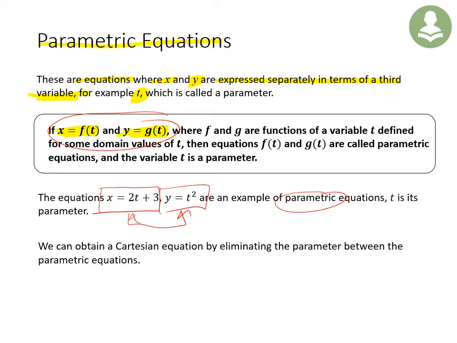We are now going to see how we could manipulate it such that we obtain a Cartesian equation, remembering that a Cartesian equation is in terms of x and y because we plot them on the x and y axis, on the Cartesian coordinate. So how do we put these two parametric equations together to obtain its Cartesian form? Let's look at the next slide.